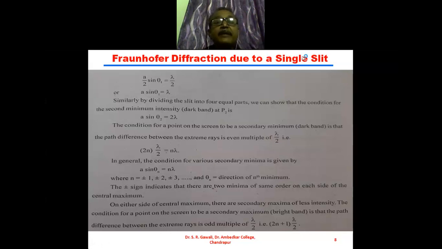पहले क्या किया अपन ने, 2 पार्ट में स्लिट को डिवाइड किया. अभी 4 पार्ट में स्लिट को अपन डिवाइड करेंगे, so that we can show that the condition for the secondary minimum, that is the minimum intensity, that is the dark band at the point P2 is, we will generalize, A into sine of theta 2, where theta 2 is the direction, and it is equal to 2 lambda. पहले लिया था 1 lambda, now it is 2 lambda for the secondary minimum. ये दूसरी secondary minimum, secondary band.